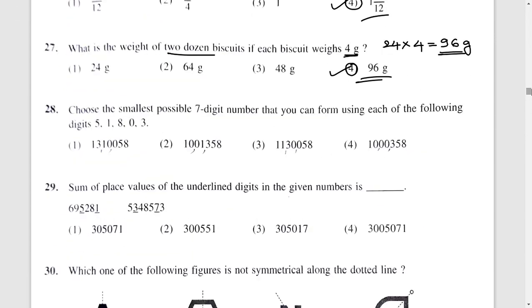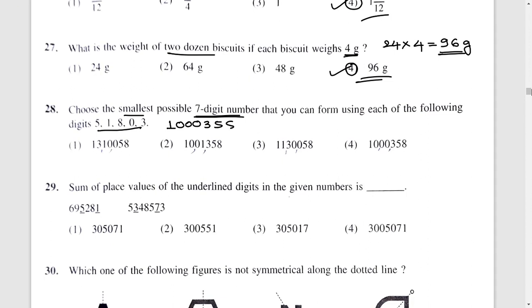28th question. Choose the smallest possible 7-digit number that you can form using each of the following digits 51803. So 5 digits they have given. You convert it into a 7-digit and a smaller number. First one, again you use 0, 3, 5, 8. So this will be a smaller number. Any option is there? So option 4 is there. It is the correct answer here.